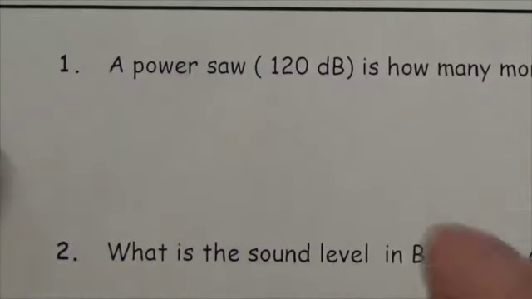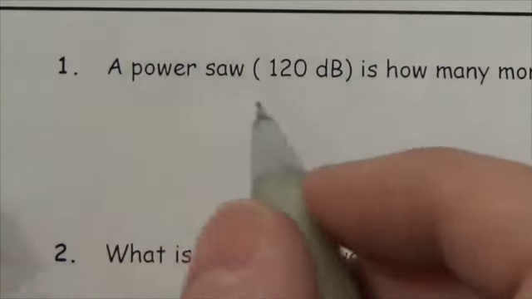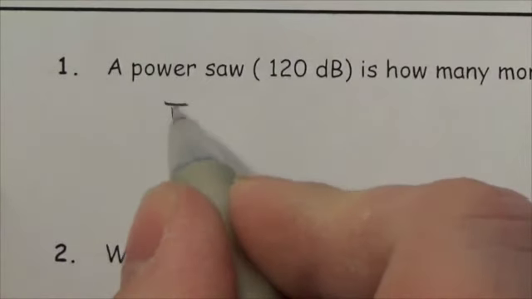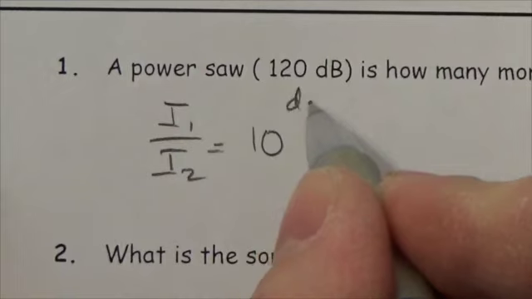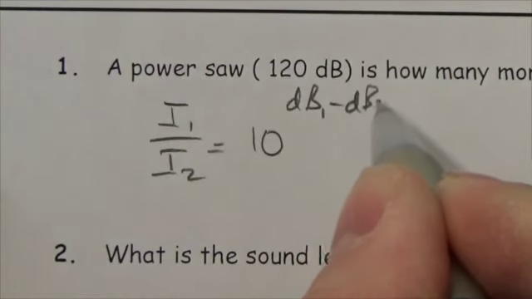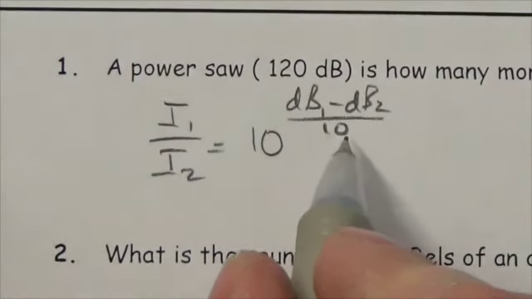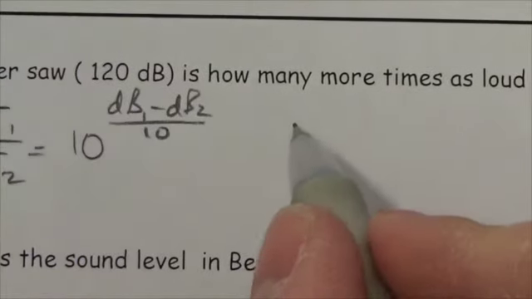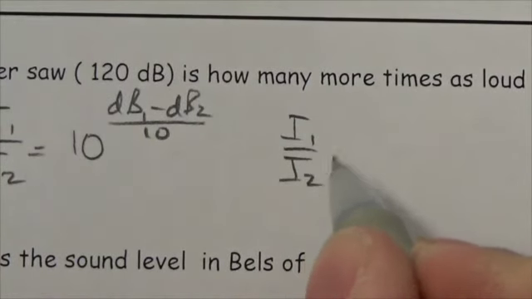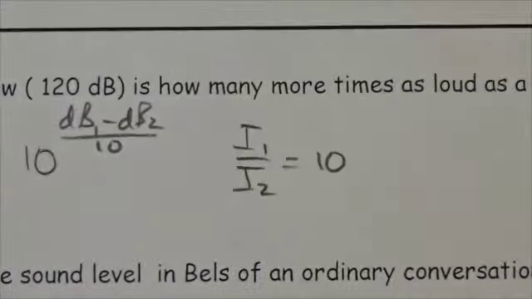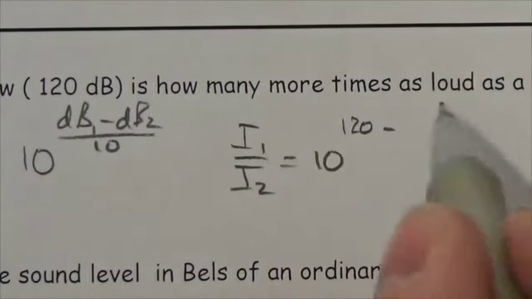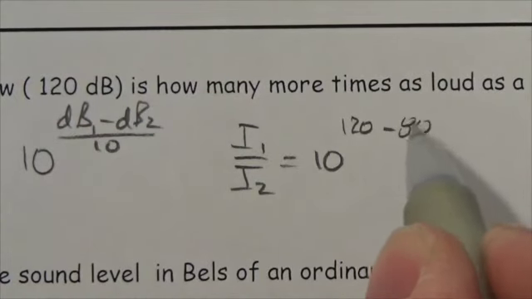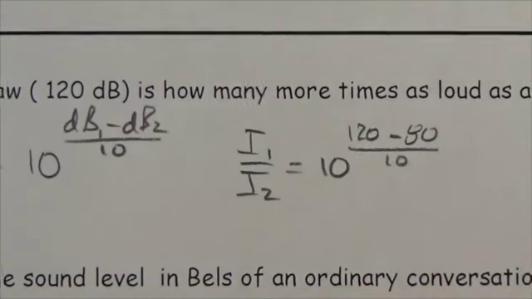All right, so in this first question, we're comparing two sounds. We want to know how many times as intense the one is than the other. So we're going to use this formula right here, I1 over I2, and this is going to equal 10 to the power of the decibels of the first minus the decibels of the second, over 10. We're going to throw that conversion factor in here. So now the comparison of the intensities is going to be 10 raised to the power of, the saw is at 120 decibels, and the telephone is at 80 decibels, over 10.